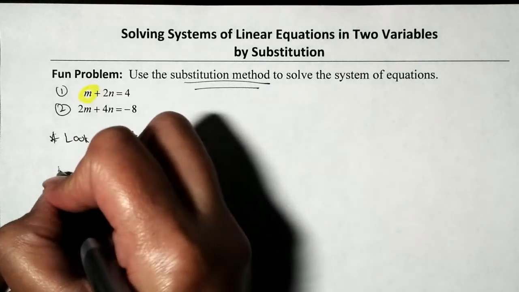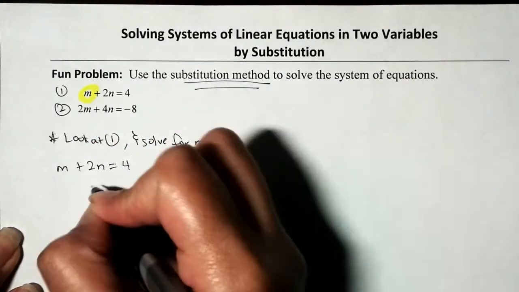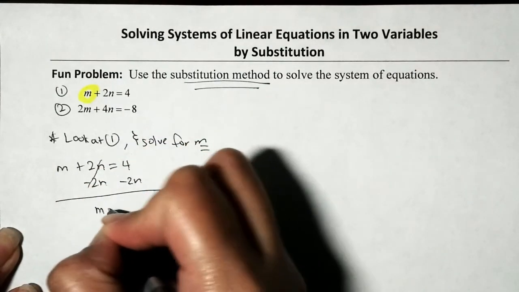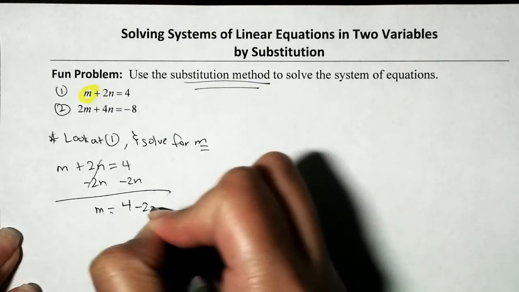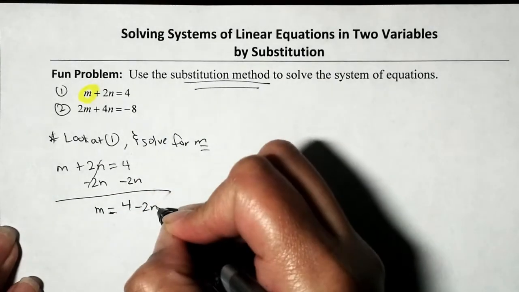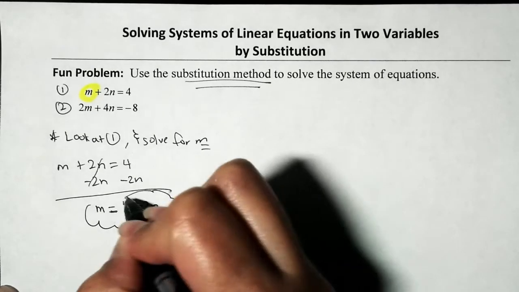The first equation reads m plus 2n equals 4. We want to solve for m, so we'll subtract 2n from both sides, and that will give us m equals whatever your heart desires. You can put -2n plus 4 or 4 minus 2n. It doesn't matter. I just like starting on positive notes, so that's why I put the constant term first.